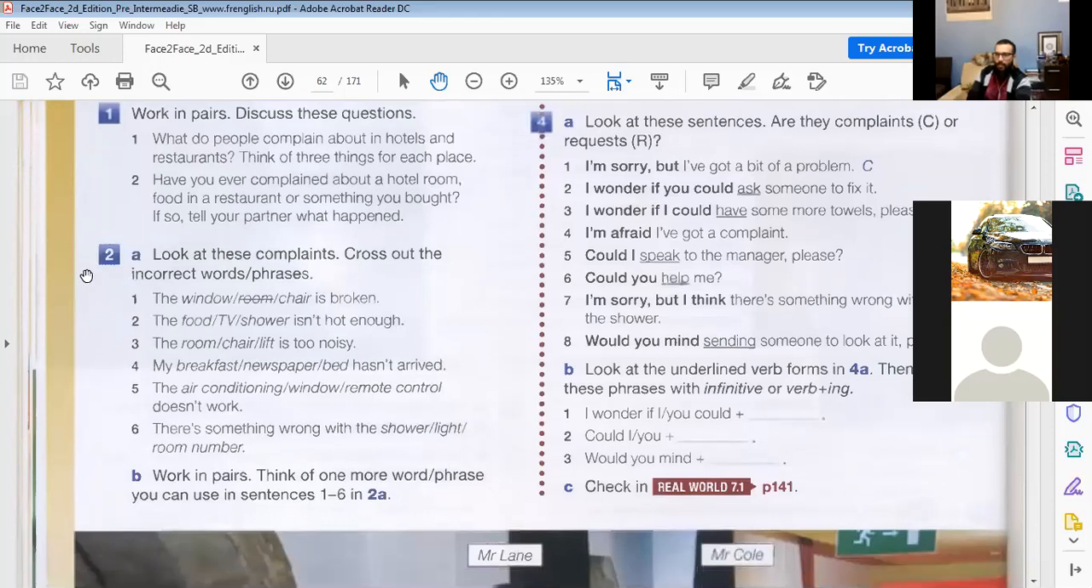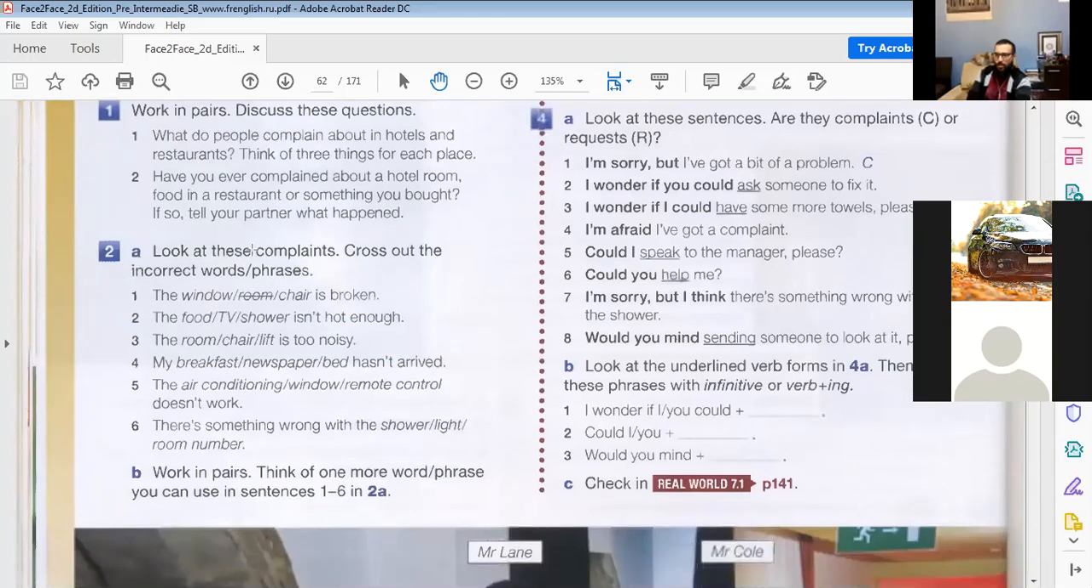Now, in exercise number two, what I'd like you to do is choose the wrong word or the wrong phrase, the incorrect one, and cross it out. So, for example, you can say the window is broken. That's correct. You can say the chair is broken. That's also correct. But we cannot say the room is broken. It's not correct. It's incorrect.